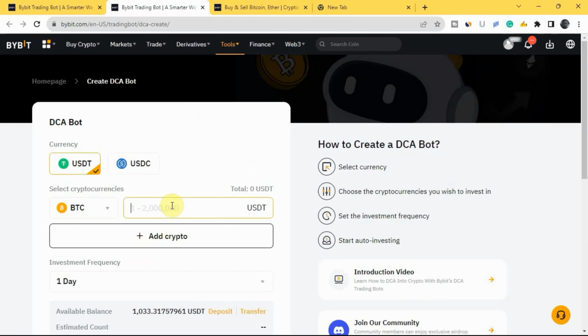Now you can enter the amount you want to invest in BTC right here. So, for example, I want to invest $20 in BTC periodically. Just enter $20 right there.